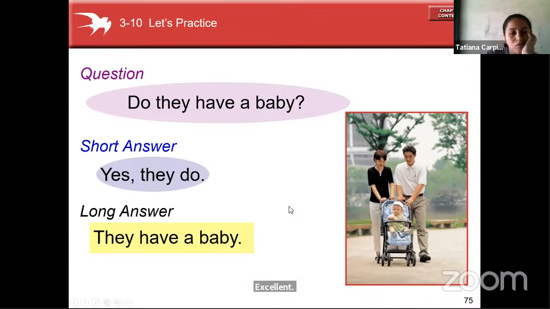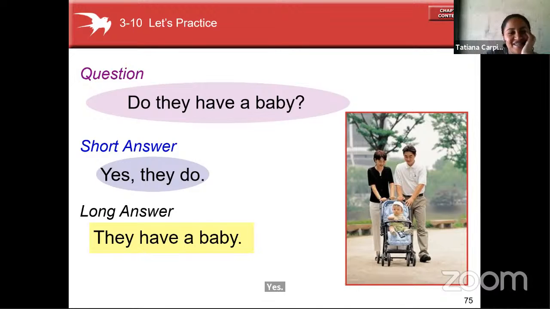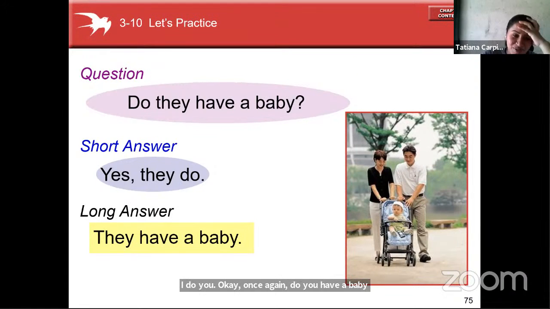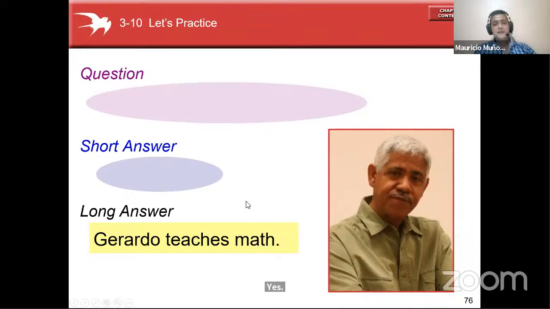Miss Tatiana Carpio, do you have a baby? Yes. Yes, what? Yes, I do. Okay, once again, do you have a baby? Yes, I do. Correct. Good. Let's continue. Okay.